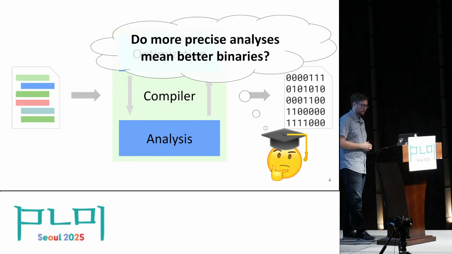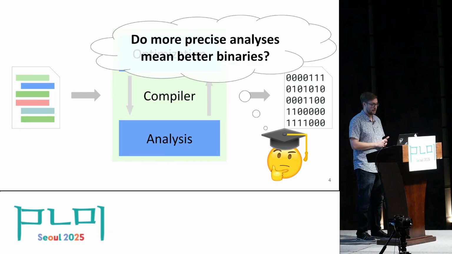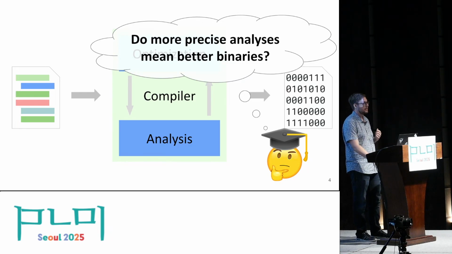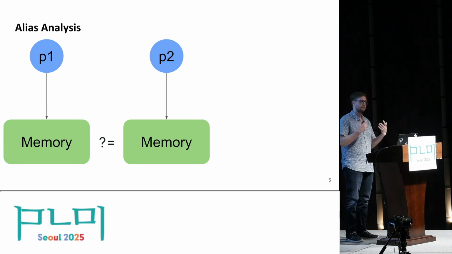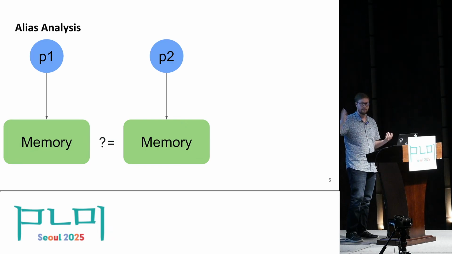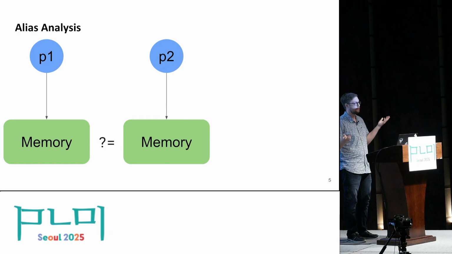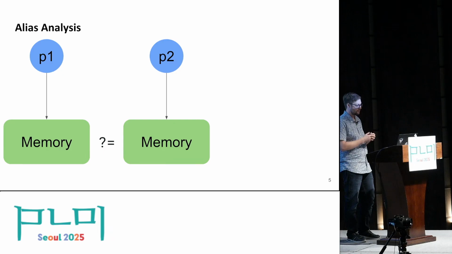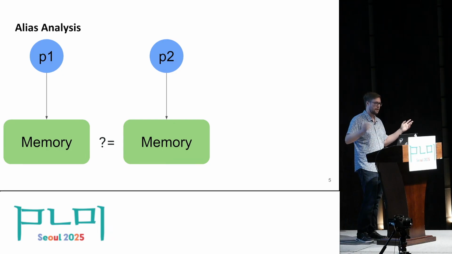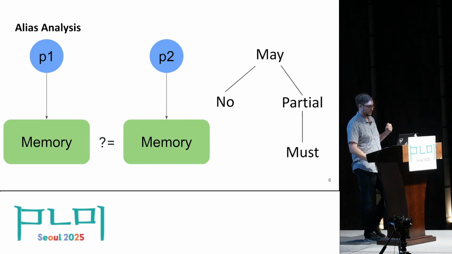For this work, we focus on one specific analysis called alias analysis. Alias analysis is about understanding the relationship between the memory regions that different pointers point to. For example, at least as it's implemented in LLVM, you ask for two pointers, pointer 1 and pointer 2, how is the relationship between their memory? The alias analysis goes off, does a fancy computation, comes back, and gives you one of four results.